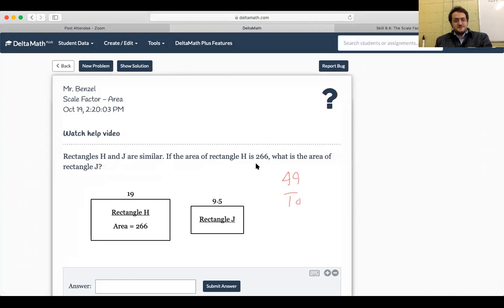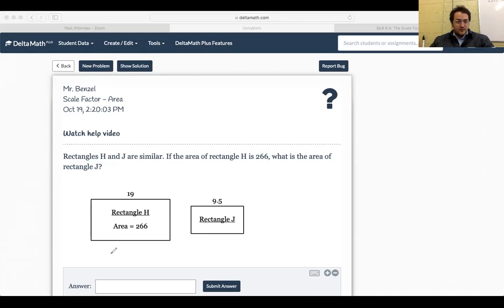We also have the areas. Rectangles H and J are similar. What is the area of rectangle J? So this one's going to take a little bit more thinking on your part. The first thing I would do is find out what the length is of this rectangle. There's actually multiple ways that you could do this problem, but to simplify things, we'll just do the length. So the area is length times width of a rectangle.